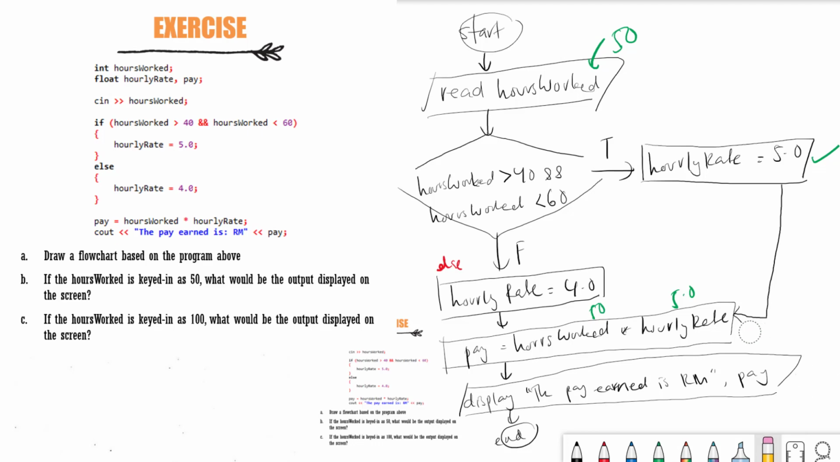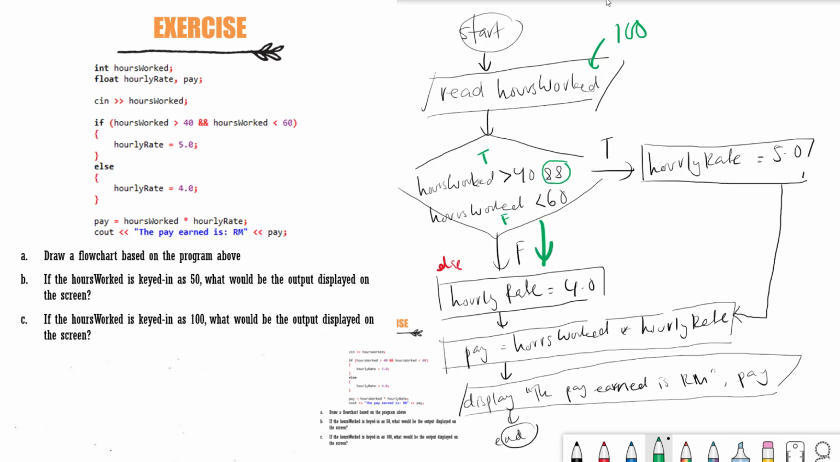For the next question, it said that if the hours worked is keyed in as 100, what will be the output displayed on the screen? Since the hours worked is keyed as 100, this is false. Why is this false? Because is 100 more than 40? Yes, but although this is true, is 100 less than 60? False. Since this is an and, both of the statements need to be true. So this means that 100 is not in between 40 and 60.